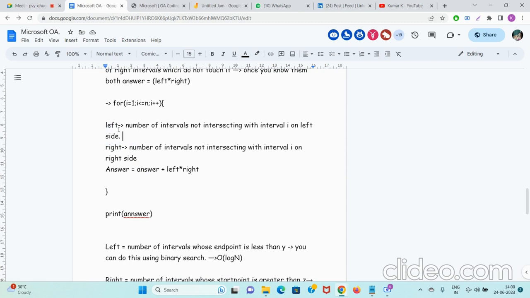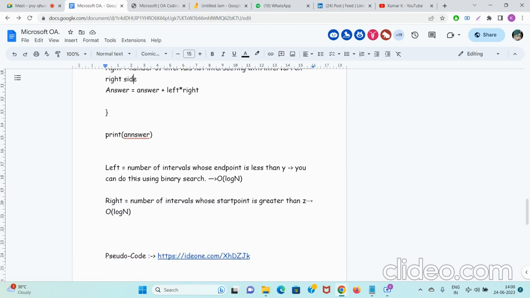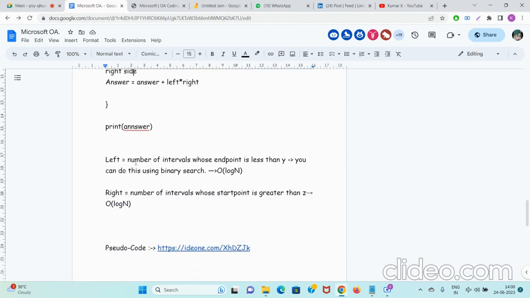You take O of log n to calculate left. You take O of log n time to calculate right. This is a very interesting problem. It clears up your greedy algorithms. Okay. So now, how will you calculate this, guys?